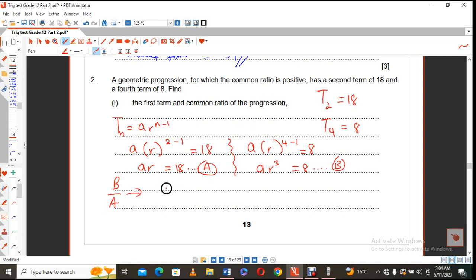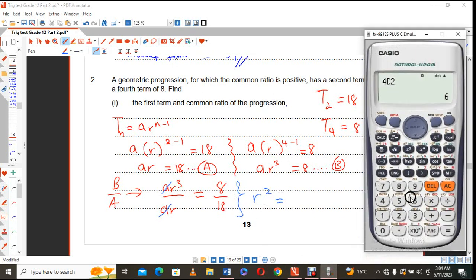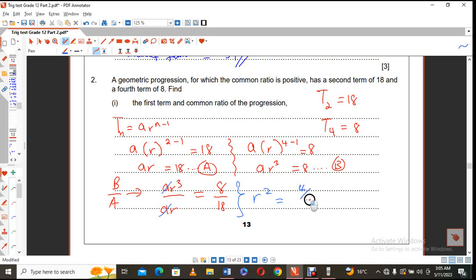That gives me AR cubed over AR, which should equal 8 over 18. What's important to see here is that the A's are cancelling, and eventually that leaves me with R squared equals 8 over 18. So I have 8 divided by 18, well, that is 4 over 9.